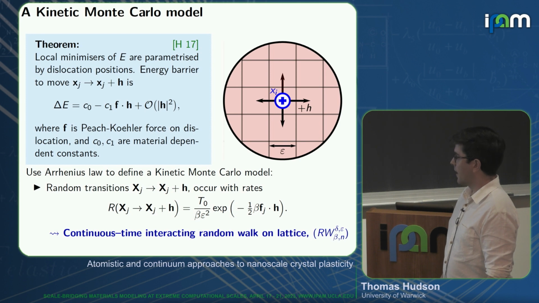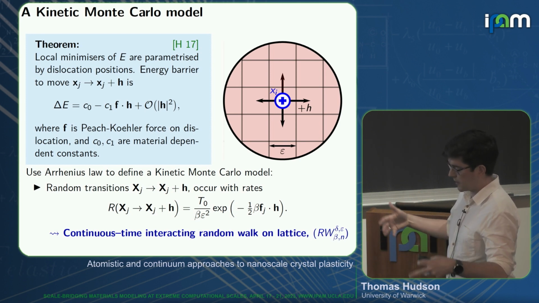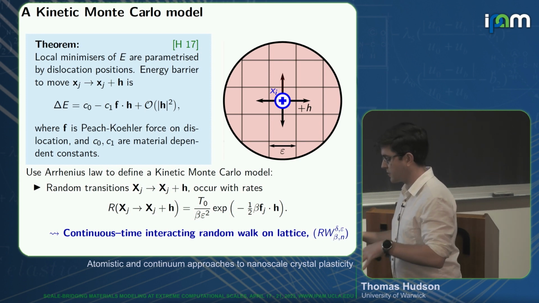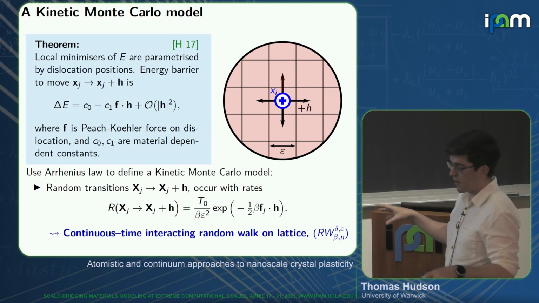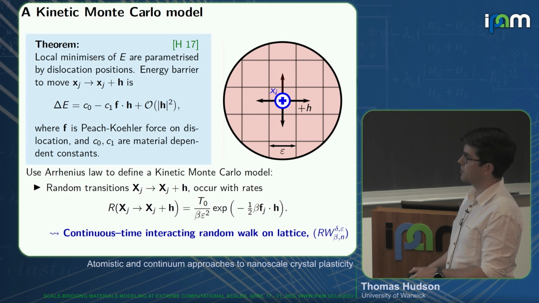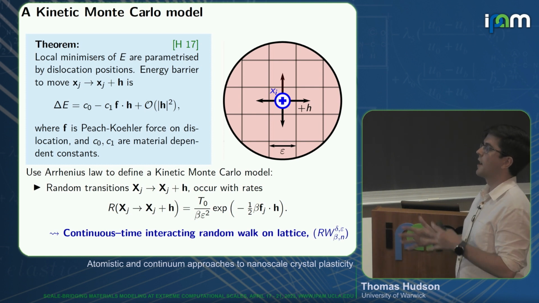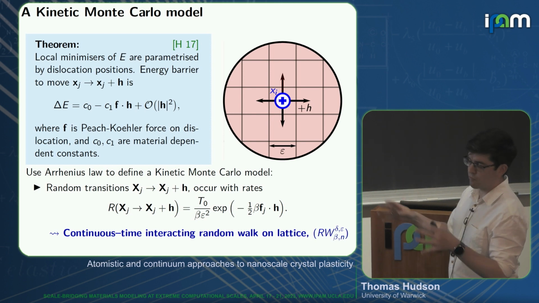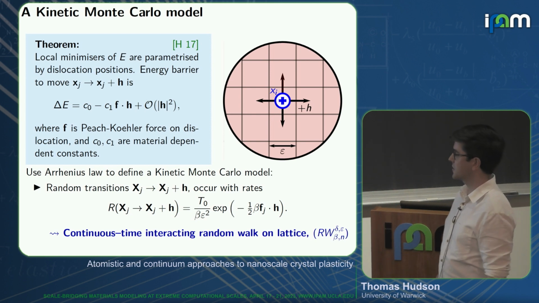Okay. And so now I've got basically a random walk model for the dislocations on the lattice. And if I have, say, n dislocations, they're all going to interact because they all induce stresses that will affect each other through this F here. And so I have kind of an interacting random walk for however many dislocations I choose to put down.